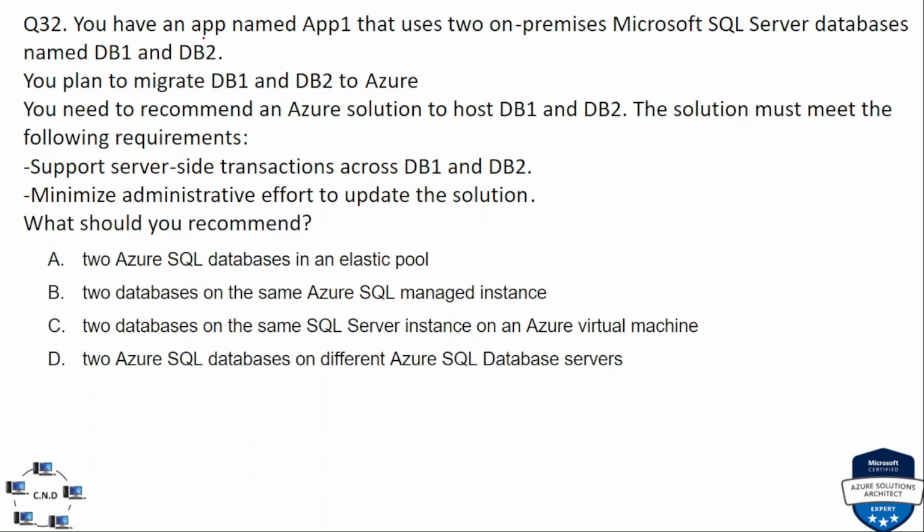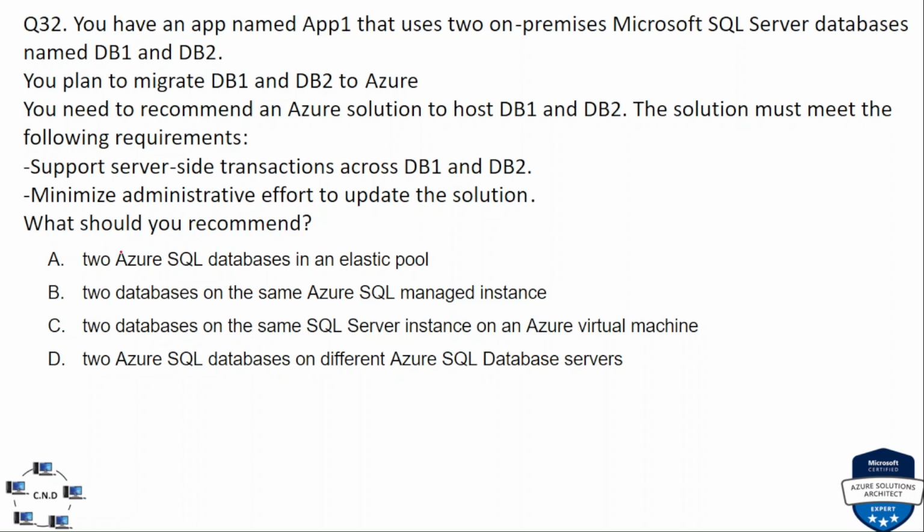Question number 32 is that you have an application named App1 that uses two on-premises Microsoft SQL Server databases named DB1 and DB2. You plan to migrate DB1 and DB2 to Azure. You need to recommend an Azure solution to host DB1 and DB2. The solution must meet the following requirements. A. Support server-side transaction across DB1 and DB2, and B. Minimize administrative effort to update the solution.